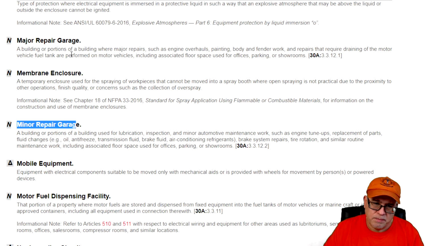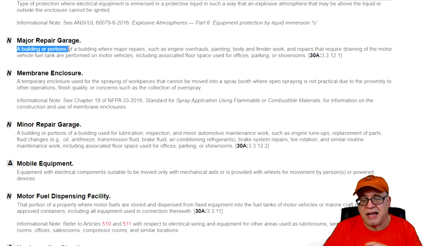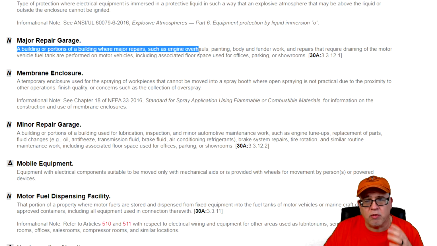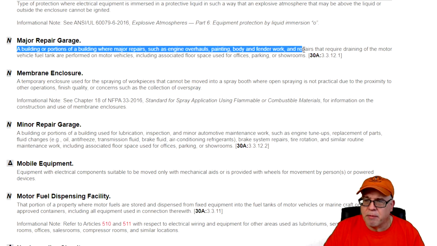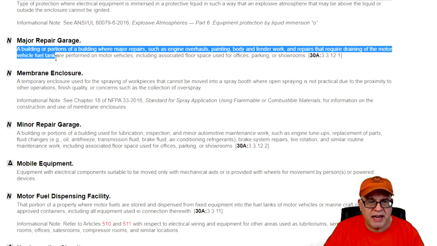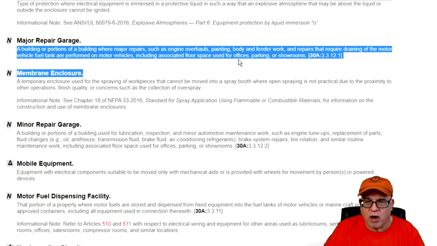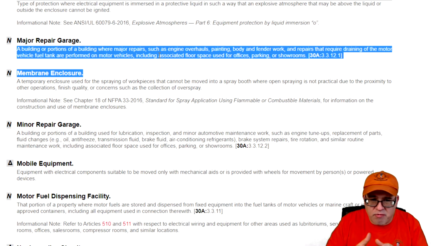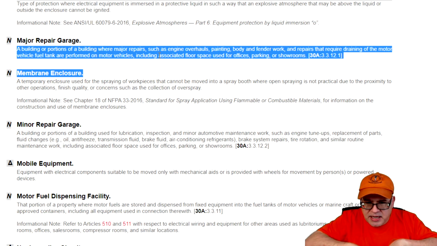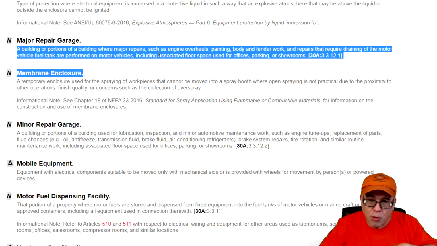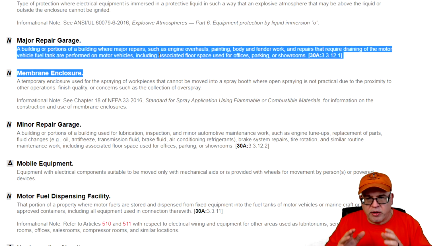Important to understand the difference in the two. What's a major repair garage? It's a building or a portion inside of a building where major repairs such as engine overhauls, paint, body, fender work, and repairs that require draining of the motor vehicle's fuel tank are performed on motor vehicles, including associated floor space used for offices, parking, and showrooms. Because you have a major repair garage and you're removing fuel, and you have contiguous spaces, where one space interconnects with another, if the floor area used for office, parking, and showroom is part of it, then that's all part of a major repair garage. This is where you're going to do removal of fuel, or overhauls.